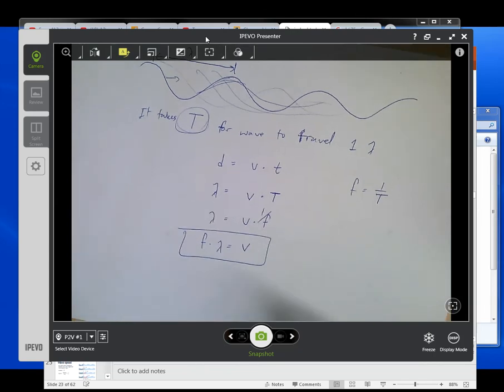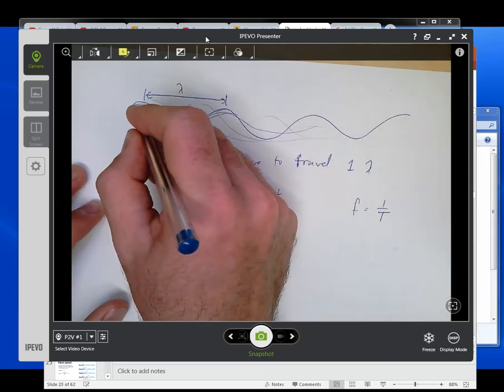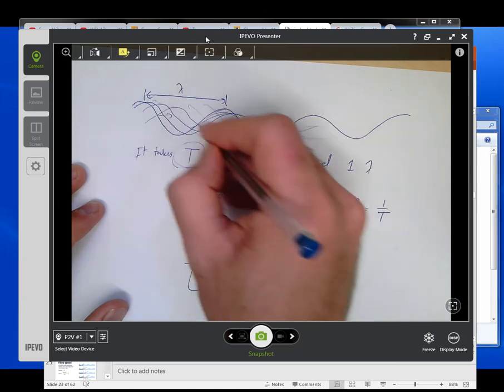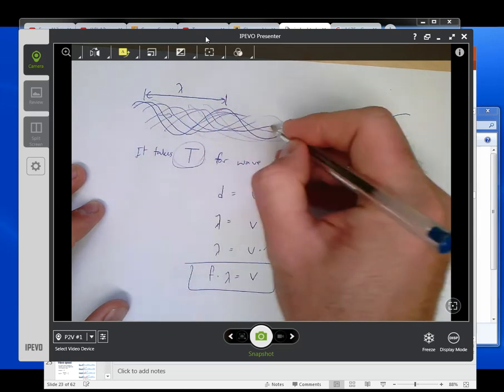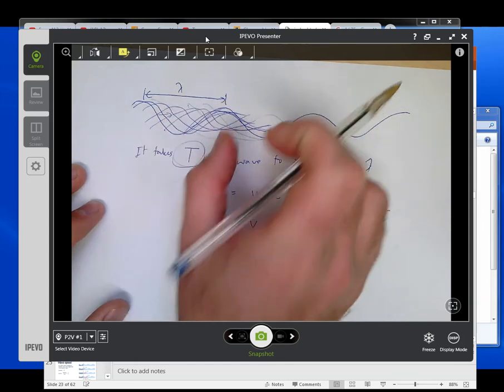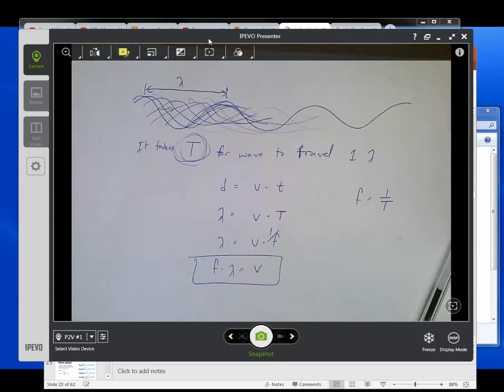So anyways, that was just my little simple derivation here, is that this wave is moving, and then moving more, and then moving more, and by the time that it finally gets to match up, it has traveled one wavelength, and that took place during the time capital T. So that's how we're getting there.